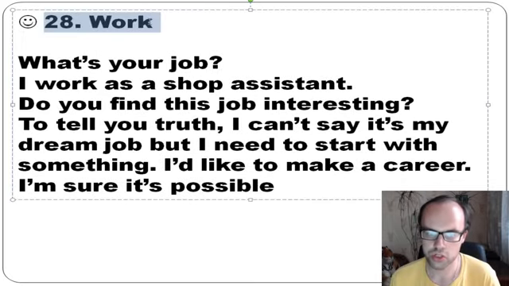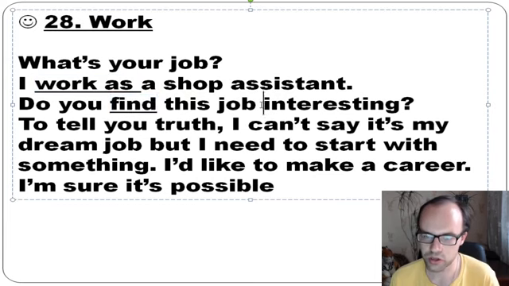Work. What's your job? I work as a shop assistant. We say "work as." You can also say I am a shop assistant or I work as a shop assistant. So work as, someone. So do you find this job interesting? You can say, is this job interesting? Or do you find it interesting? Do you find this job interesting?